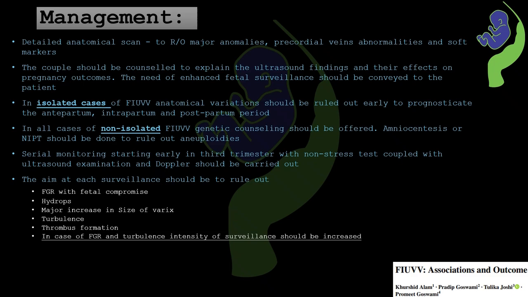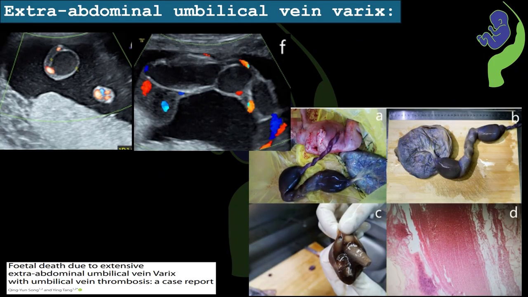We have seen already that extra-abdominal umbilical vein varix is relatively rare when compared to the intra-abdominal umbilical vein varix. As the varix is located extra-abdominally, there is a possibility of having more marked venous dilatation and slow flow and turbulence, because of which there is increased chance of thrombus formation when compared to the intra-abdominal varix. So all this feature increases the risk of sudden IUD in these cases. Therefore, given the high risk of acute deterioration, close monitoring is essential.